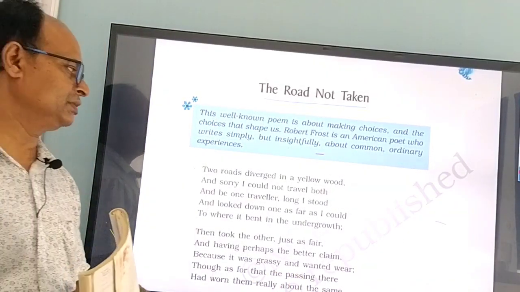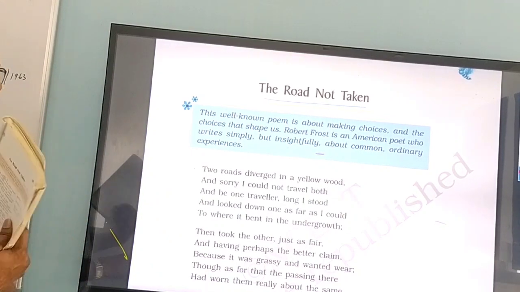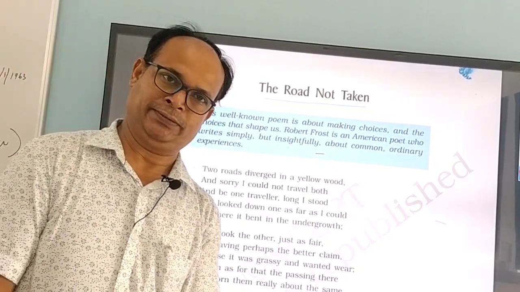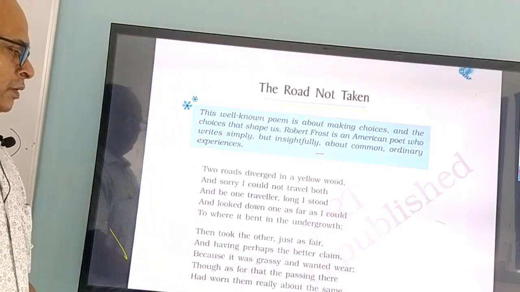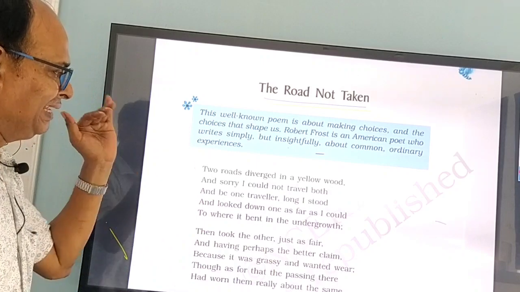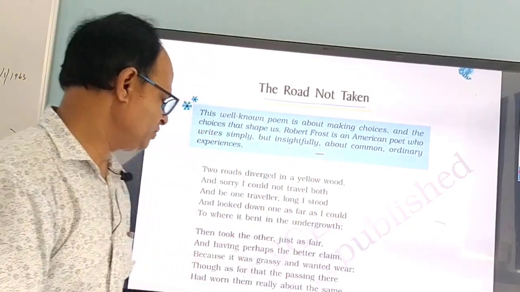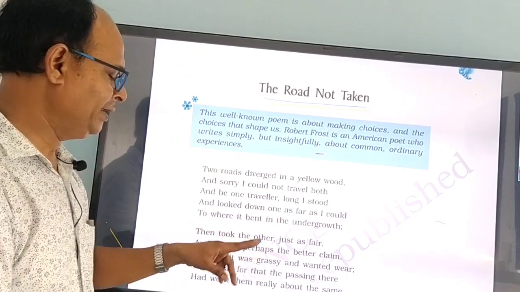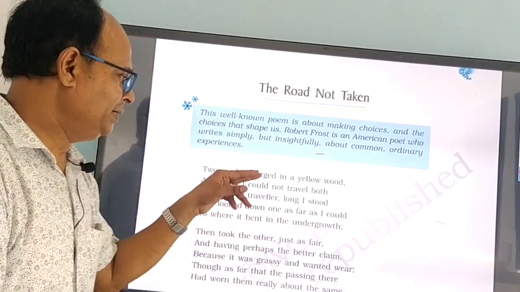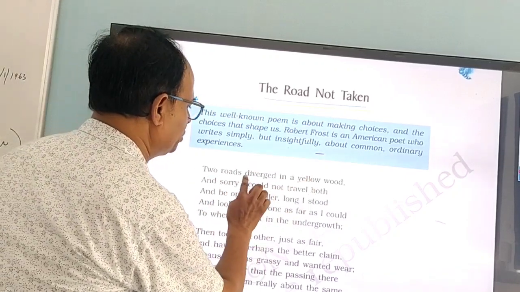Now let us see the explanation of the first stanza. So here we'll see the poet Robert Frost, who is a very famous nature poet. He is the narrator here, and he explains his own experience. He was traveling, and while he was traveling, what happened? Two roads diverged in a yellow wood.